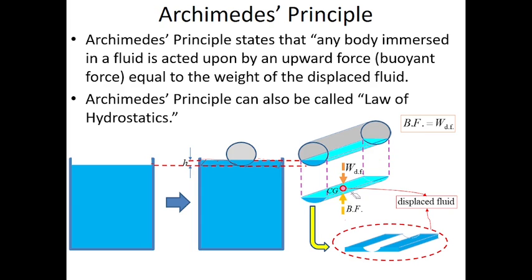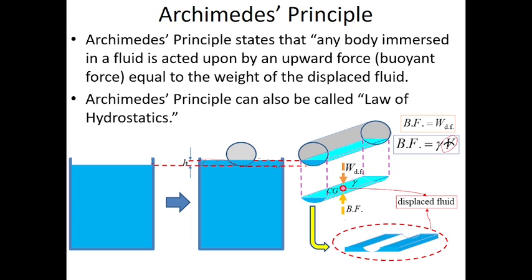So this is the formula for the buoyant force, which is equal to the weight of the displaced fluid. So the weight of the displaced fluid is simply the specific weight of the liquid multiplied by the volume of the displaced fluid. So this is the volume of the displaced fluid.